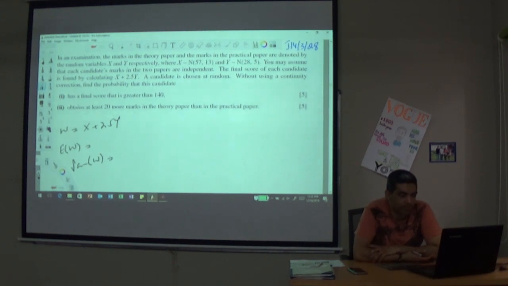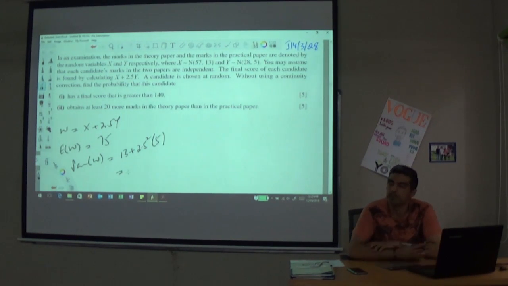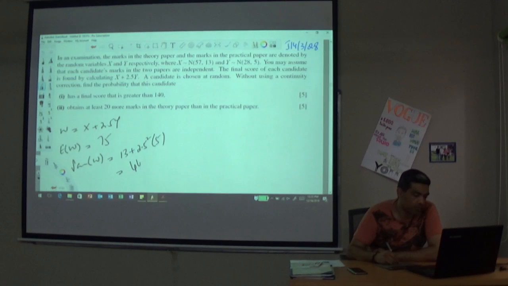First of all, let's do that. Expected value would be 75. Okay, expected value would be 75, and variance? Variance would be 13 plus 2.5 squared times 5. That is 44.25.